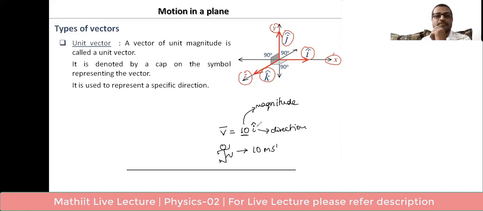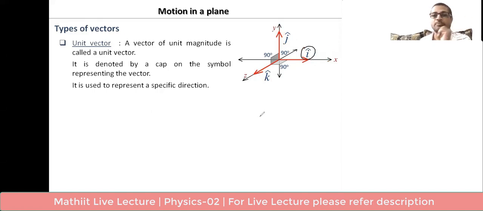That's it. If the person slows down, I can say that the final velocity of the person is 6 meters per second in the right hand side direction. This has changed, but did this one change? It is still indicating right hand side direction, right? Therefore, such vectors whose job is only to indicate the direction are called unit vectors. If you want to indicate a direction in the right hand side, use I cap. If you want to indicate an upward direction, use J cap. If you want to indicate a direction coming towards you out of the screen, that is called K cap.